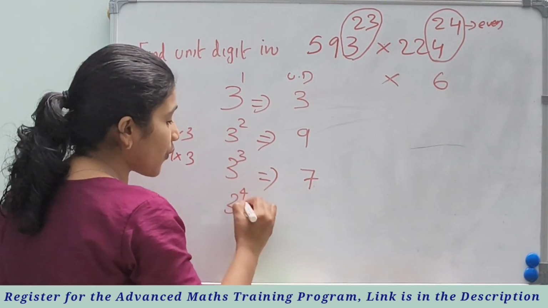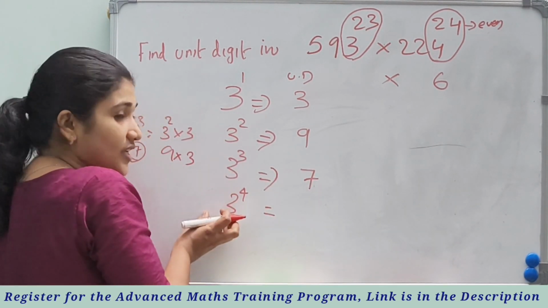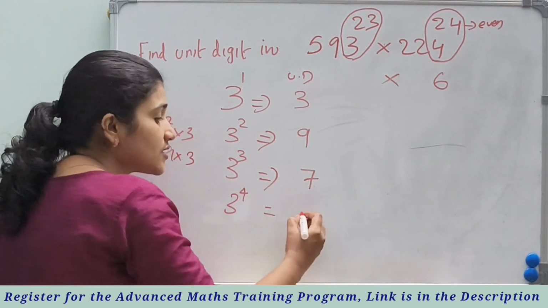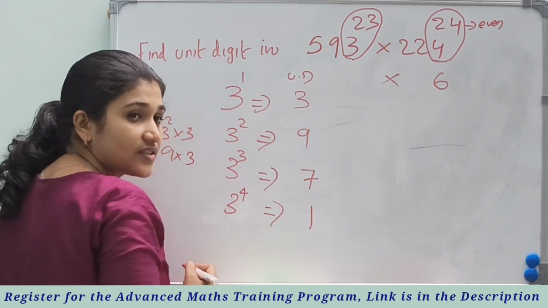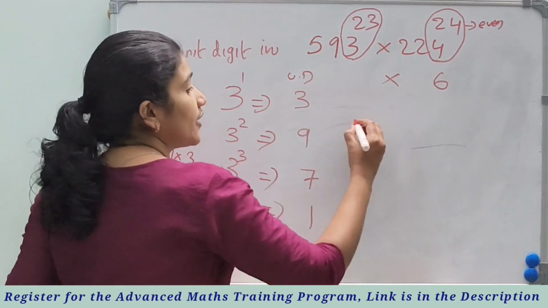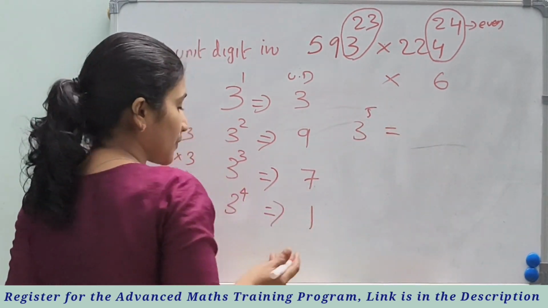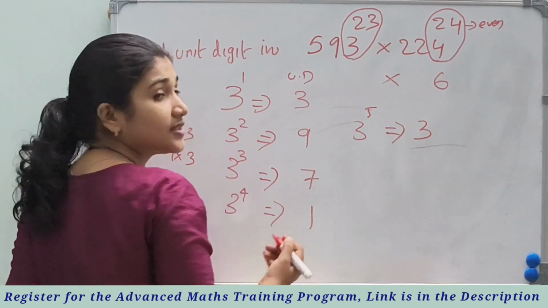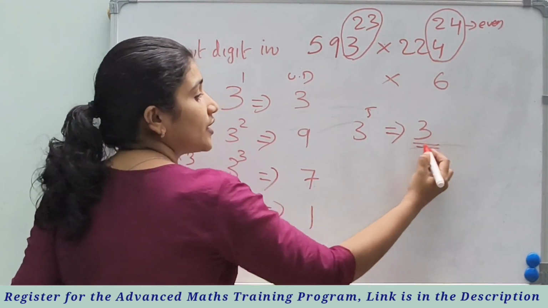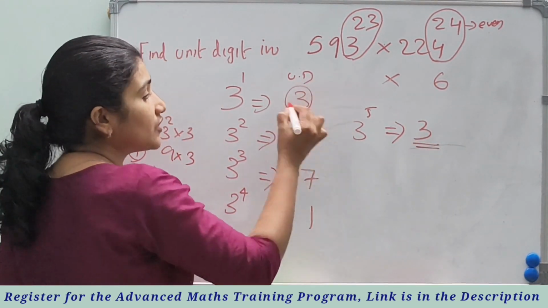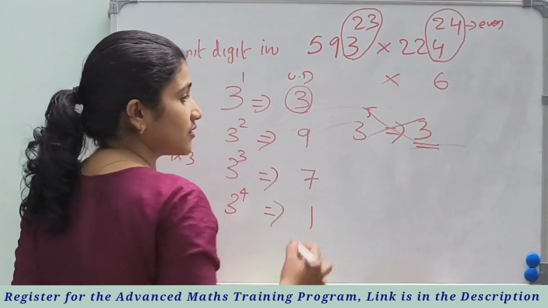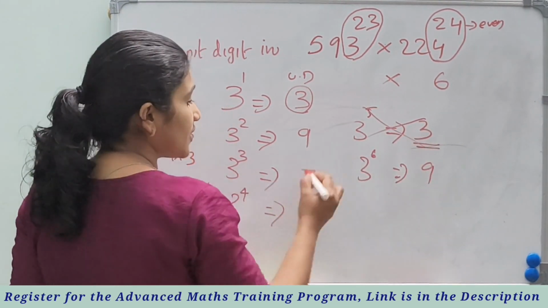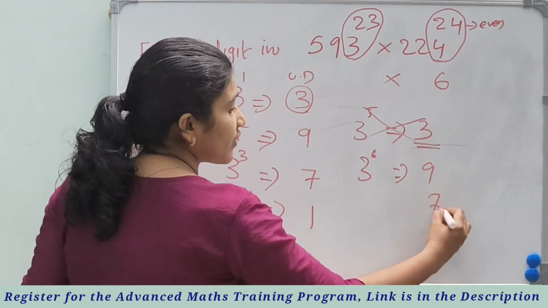Same way 3 raised to 4. 3 cube into 3 is 3 raised to 4. So unit digit in 3 cube is 7, 7 into 3 is 21. 1 is the unit digit in 3 raised to 4. Now 3 raised to 5: 1 into 3, 3 is the unit digit in 3 raised to 5. Now here we have 3 and we started with 3, which means we can end this here, because 3 raised to 6 unit digit will become 9, and here this 7, 1 will repeat.